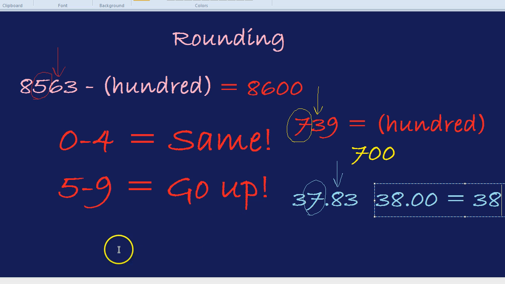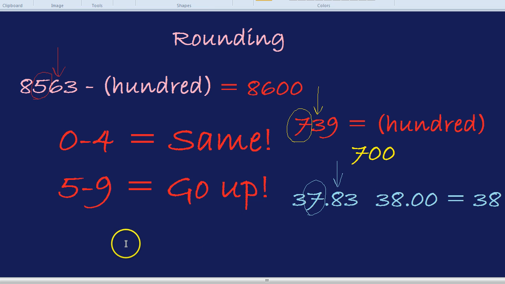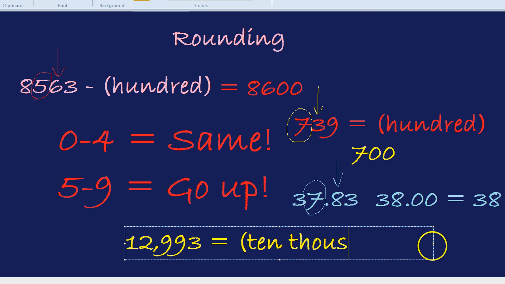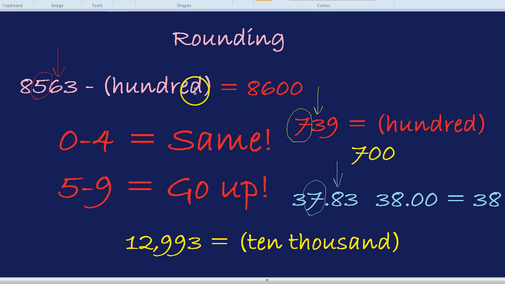Let's do one last one before you get bored of this amazing topic of rounding. And that would be, let's say in yellow, 12,993. We're going to round that to the nearest 10,000. To the nearest 10,000. 10,000, that sounds quite hard. Let's use this trick. Okay, 10,000, so we're going to circle the 10,000 digit, which is this one.